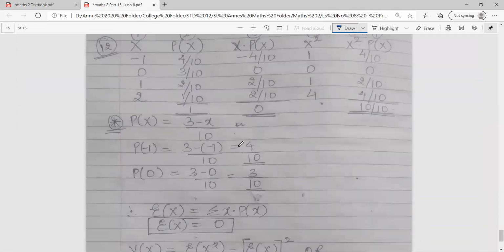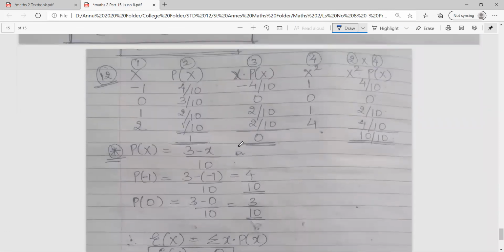The values of x are given as minus 1, 0, 1, 2. Probability of x is 4 by 10, 3 by 10, 2 by 10, 1 by 10. Wait a second, where did this come from? From nowhere. The formula was given in the question. Have you all seen? P of x is 3 minus x upon 10. So one by one you have to change the value of x and you will get the respective probability. So 3 minus the first value of x, minus 1, upon 10. So you get 4 by 10.